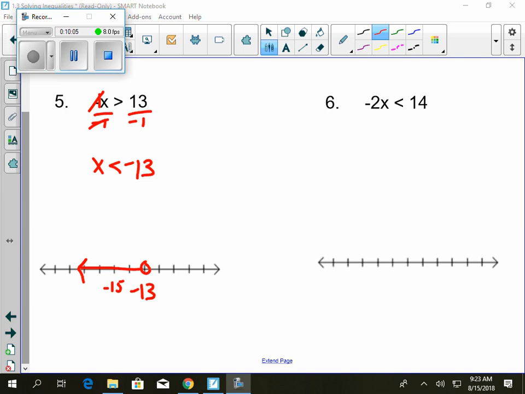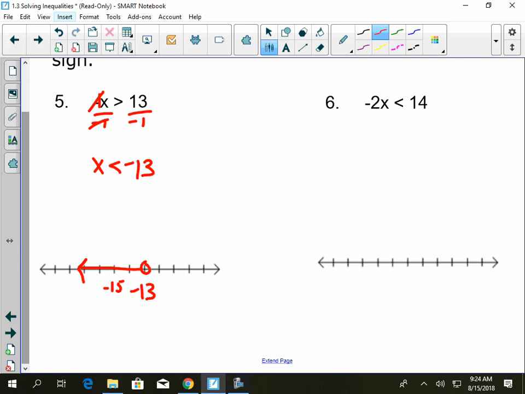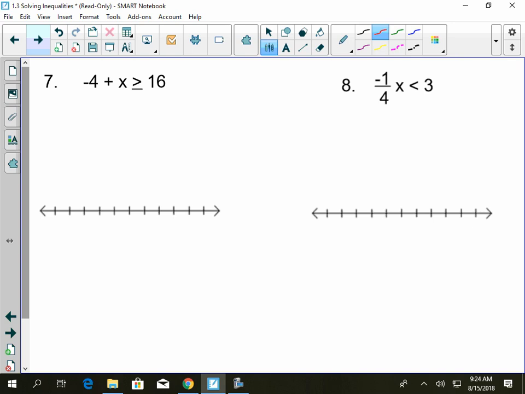Okay, so I'm going to divide both sides by -2. Negative 2's cancel. X, I divided by a negative, so I have to flip my inequality. 14 divided by -2 is -7. So I just put -7 right here. Open dot. X is bigger. I go to the right. Bam. Easy, breezy, beautiful cover girl. Okay.